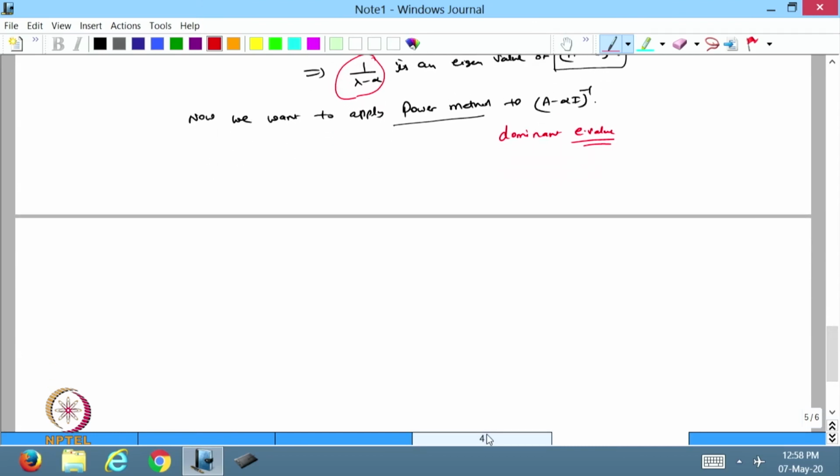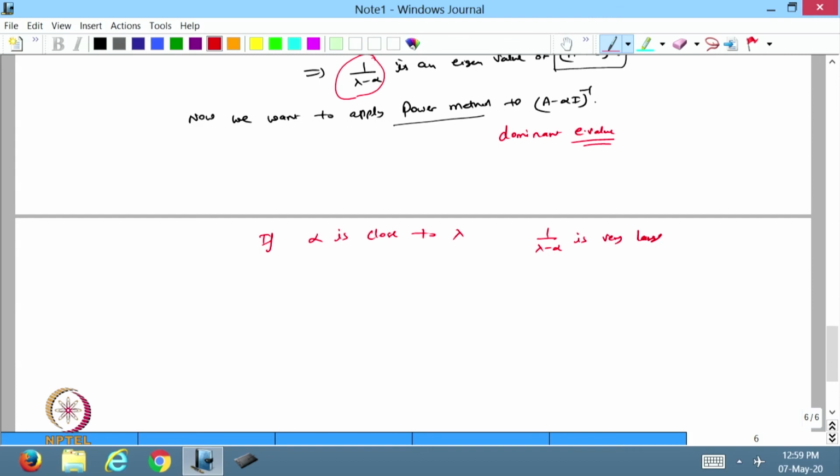So, in this case we want that, now, if alpha is close to lambda, okay, we are taking these as real valued eigenvalues. So, if alpha is close to lambda, then 1 over lambda minus alpha is very large.